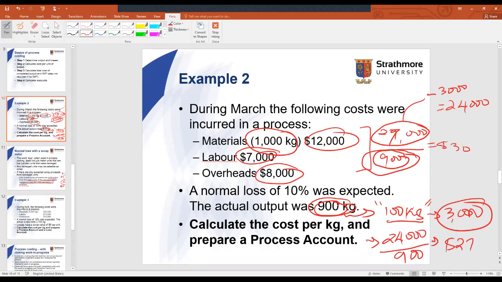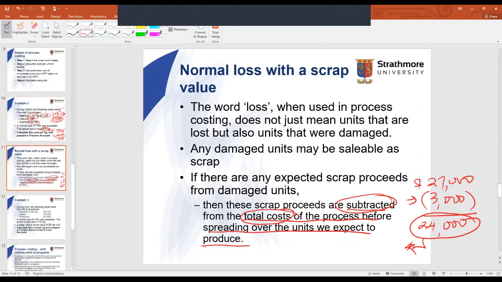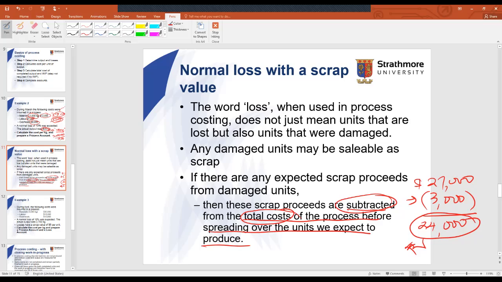In case there are normal loss items, that's what we normally do. We first subtract from the total cost the amount to be received from the disposal of those factory rejects, the normal loss units. You subtract that from the total cost of the process, then you divide among the complete units, the output of the process. Clear?